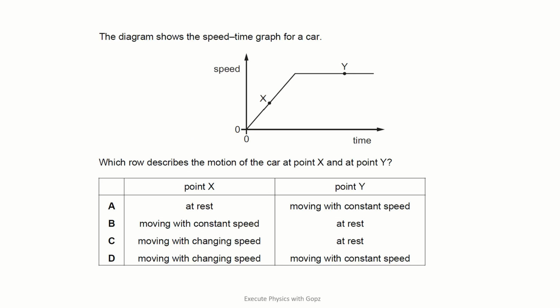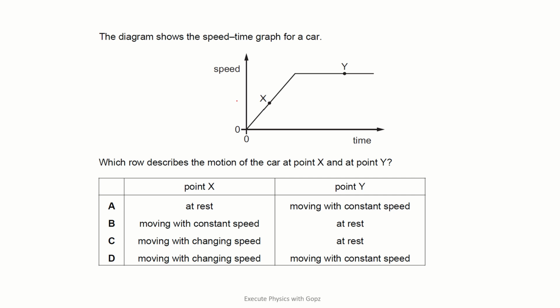So moving ahead, the diagram shows a speed time graph for a car. This graph actually shows a graphical representation of the speed with which a car is moving with time. Okay, so which row describes the motion of the car at point X and at point Y? So these are the two points.